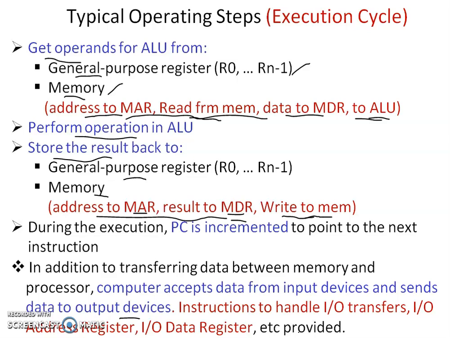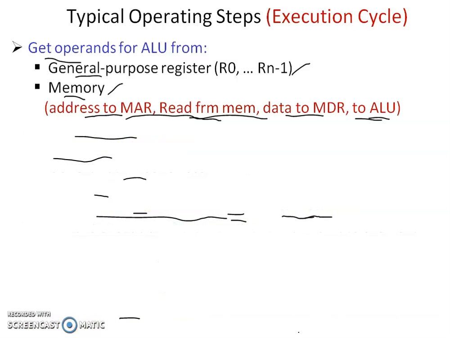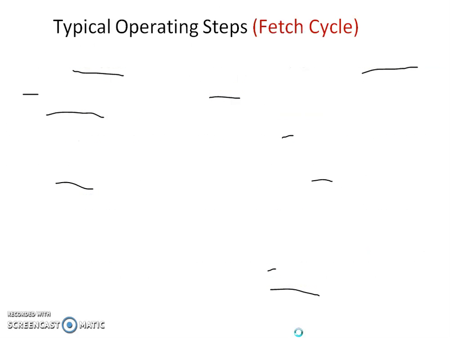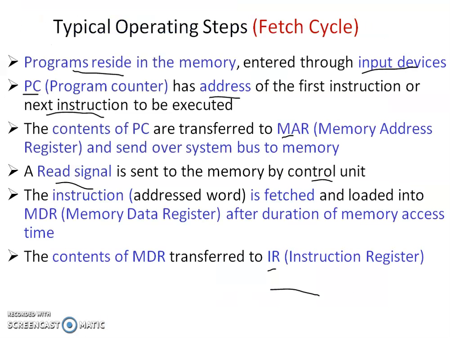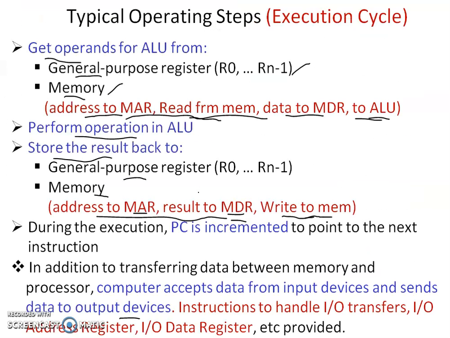Okay, so in the previous slide, we have seen I/O AR and I/O BR, which means the I/O address register and I/O data register, or buffer register. What is the purpose of that? In order to accept the data from input devices and send that data to the output devices, it makes use of those registers. Similarly, some registers will be placed inside the I/O devices also.